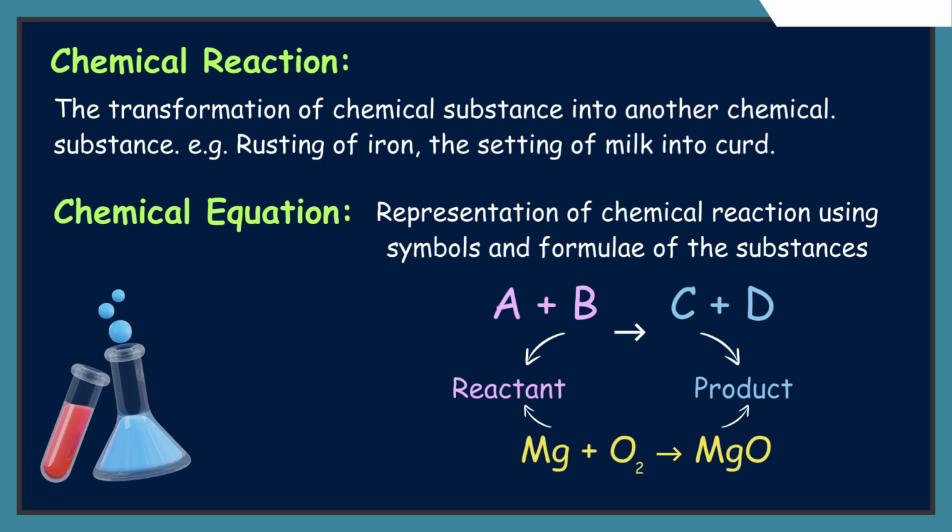There's an example too. Mg plus O2 gives you MgO. This means magnesium, Mg, and oxygen, O2, combine and make magnesium oxide. It's just a simple way to write what happens when these things come together.